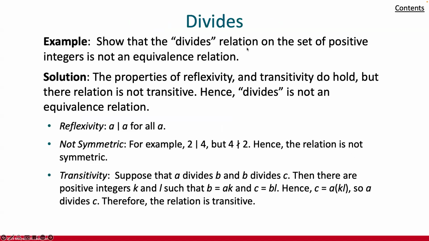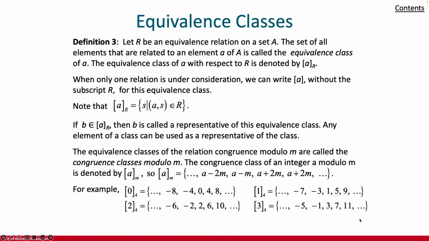Show that the divides relation on the set of positive integers is not an equivalence relation. Well, I'm not going to go through this, but you can read this and you can see how it doesn't satisfy all the things that we have in terms of reflexivity, symmetry, and transitivity.